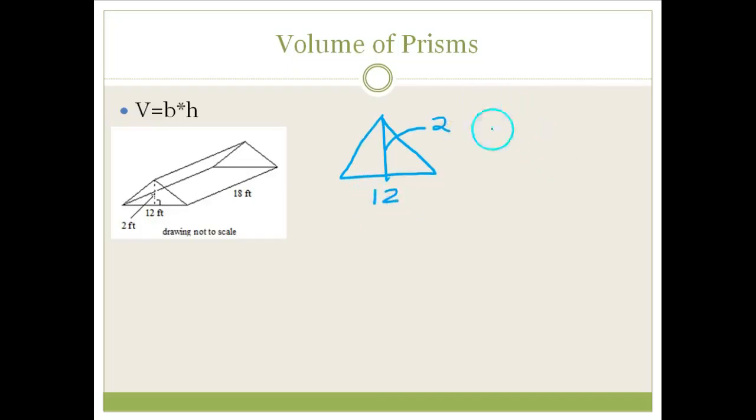How do you find the area of a triangle? Good, base times height divided by 2. So 2 times 12 divided by 2 equals 24 divided by 2. So it's going to be 12 feet, I'm sorry. Yep, I was on this inch kick and we want to change it to feet. 12 feet squared, okay?